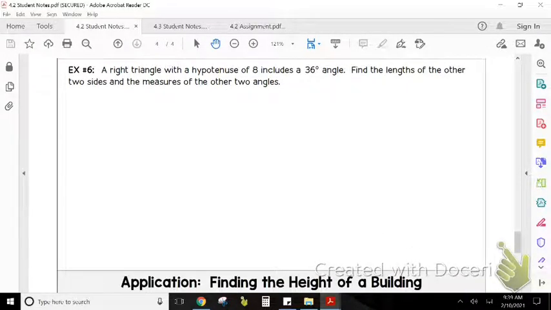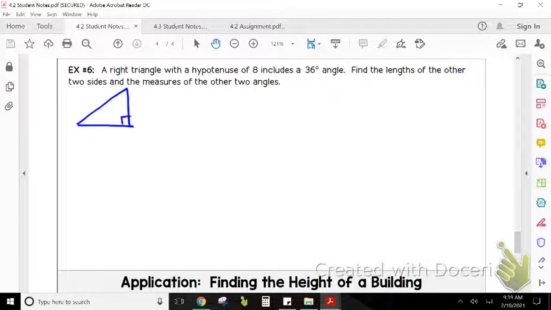All right, so we have a right triangle that has a hypotenuse of 8 and includes a 36-degree angle. Find the lengths of the other two sides and the measures of the other two angles. So we've got a right triangle, and I'm going to draw it like all the others we've seen in standard position. Okay, has a hypotenuse of 8.